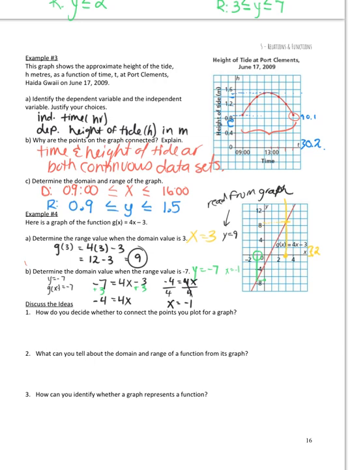What can you tell about the domain and range of a function from its graph? We can tell the maximum and minimum points, all right? And how can you identify whether a graph represents a function? We're going to use the vertical line test here.